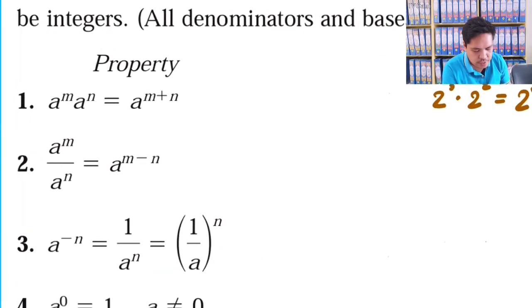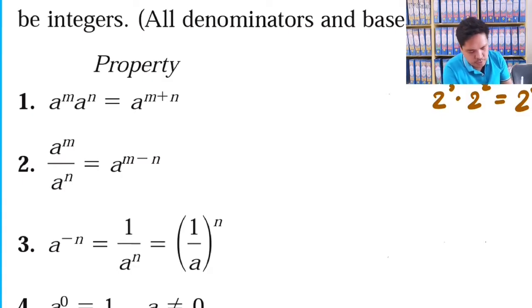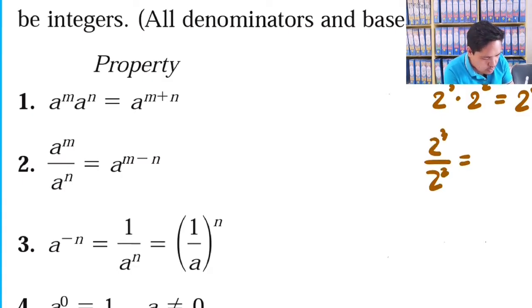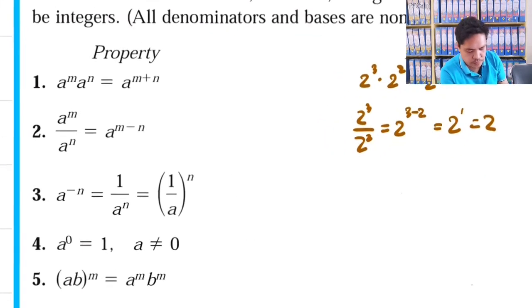Take note that this is for the same base. So, it's the same: 2 cubed over 2 squared is equal to 2 raised to 3 minus 2, and the answer is 2 raised to 1. Okay. Next, how about this?